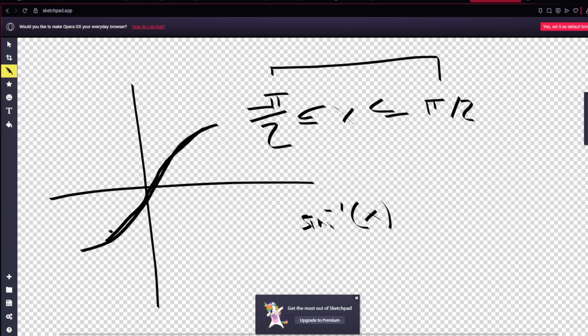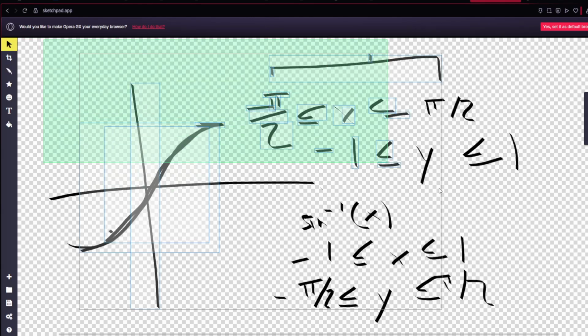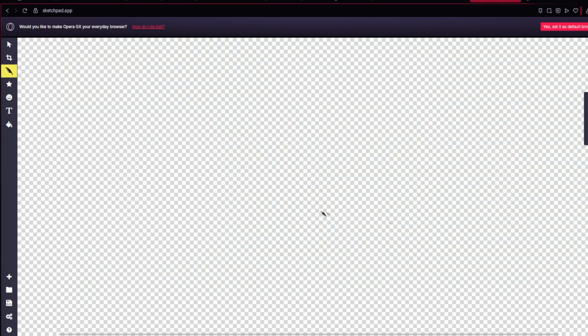So if the domain is negative pi over 2 to pi over 2, and you put this into the sine function, which is right here, we see that the range is between negative 1 and 1. So that means the inverse sine function has to switch the domain and range, such that the domain is between negative 1 and 1, and the range is between negative pi over 2 and pi over 2. So that is all an inverse sine function is. So let's get on to a practice problem here. We have sine inverse of 1 half.